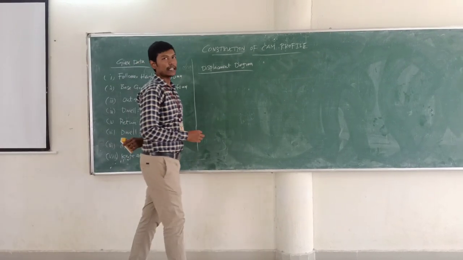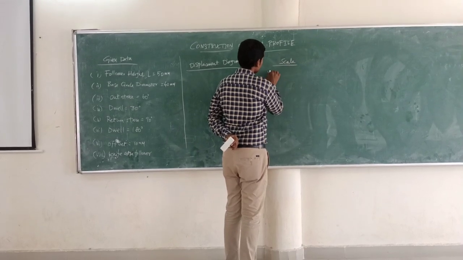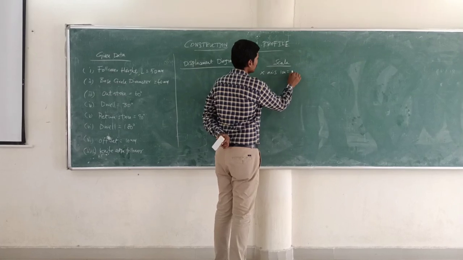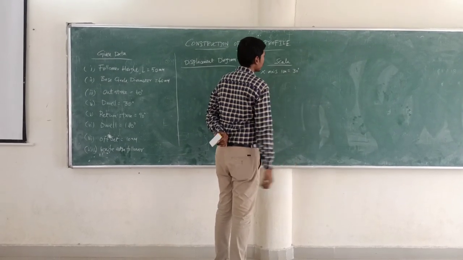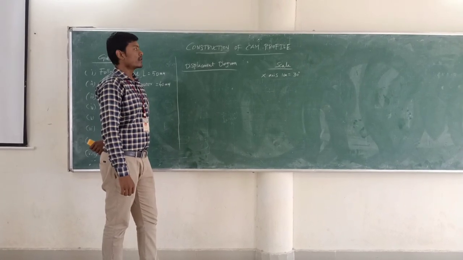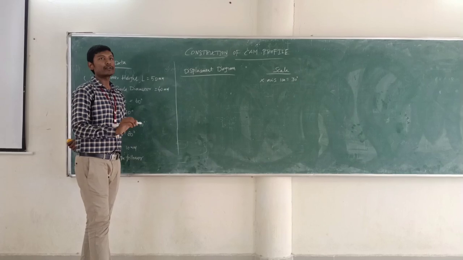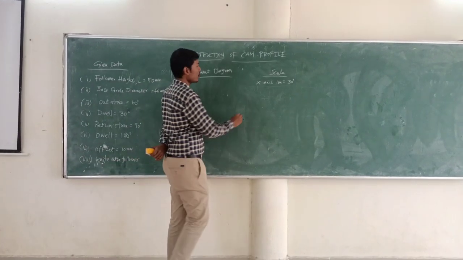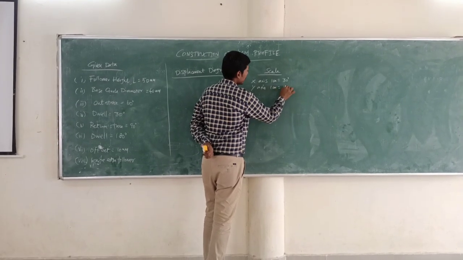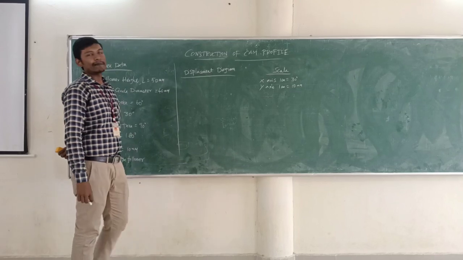First we need to fix the scale. On the x-axis, 1 centimeter equals 30 degrees. The given angles are 0 to 360 degrees, which we are converting on the x-axis as 1 centimeter equal to 30 degrees. And fixing the y-axis, 1 centimeter equals 10 mm. So these are the scales fixed for the displacement diagram.